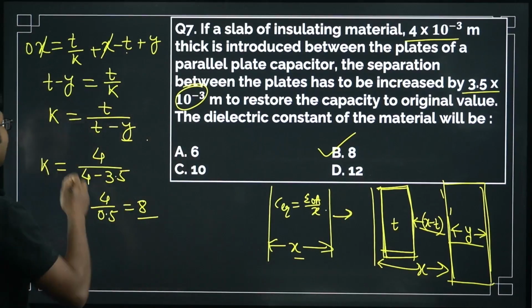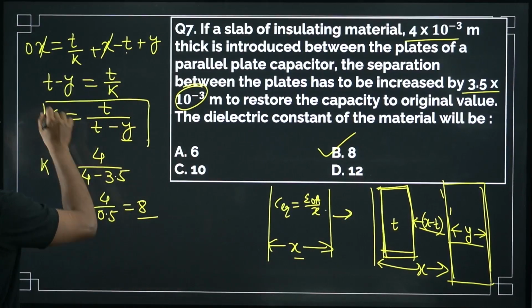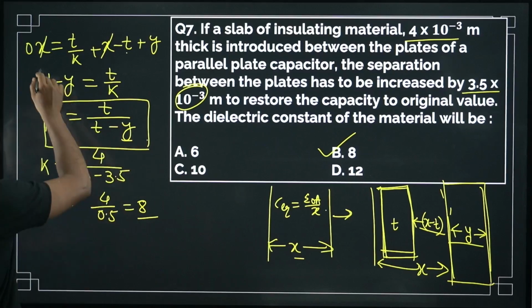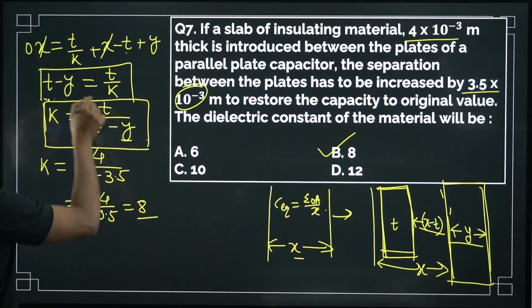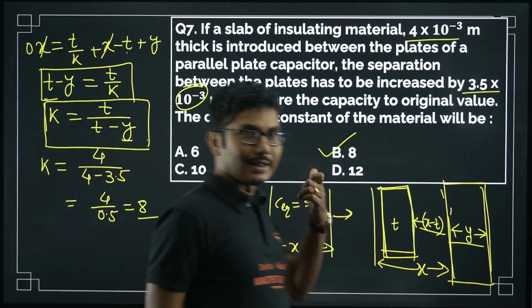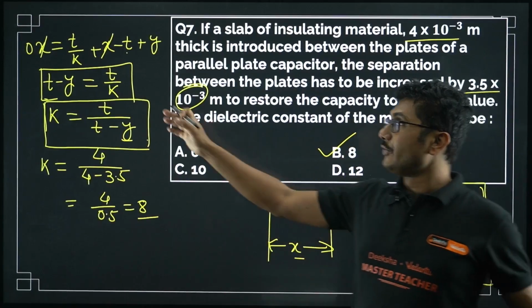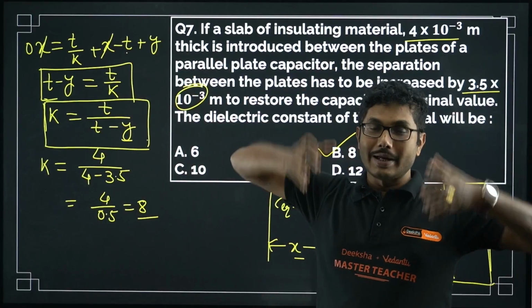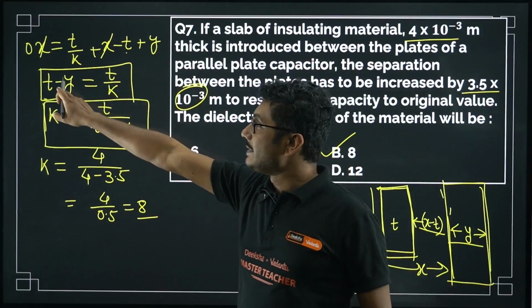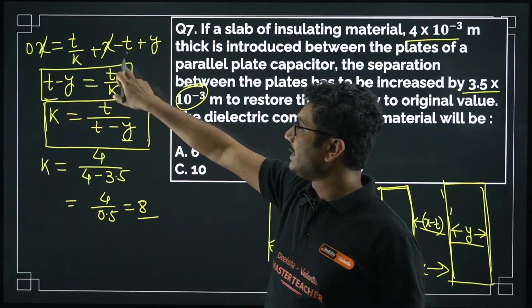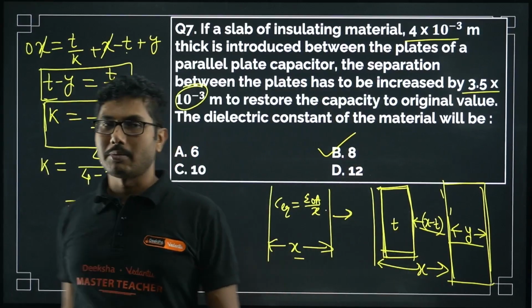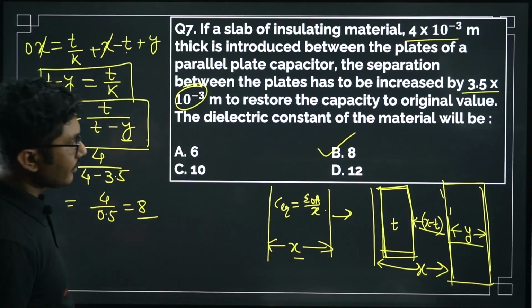Okay, so you can remember this formula. Interesting question. Okay, the exact thickness that is increased. So if you increase it by y, that means already that thickness t is there. So t minus y is basically t by k. That is the formula you should remember. Okay. Next question.